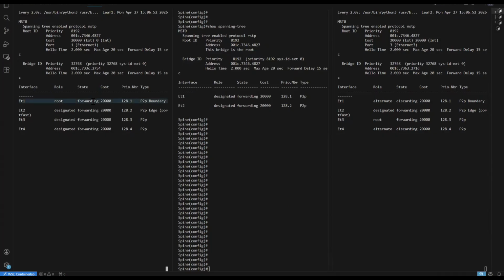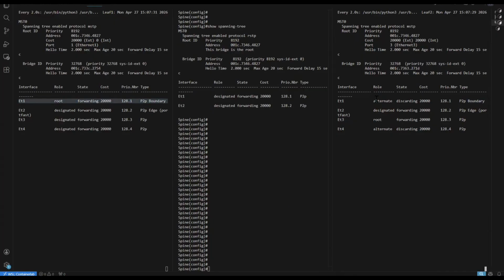If you look at Ethernet 1, now Ethernet 1 has become the boundary. You can see that both are P2P boundary. Boundary means that interface is connected to an STP instance which is running a different version, RSTP or some other version of STP. So ET1 on both leaves are boundary. Another subtle difference is that ET1 on leaf 2 is alternate, and ET1 on leaf 1 is the root.